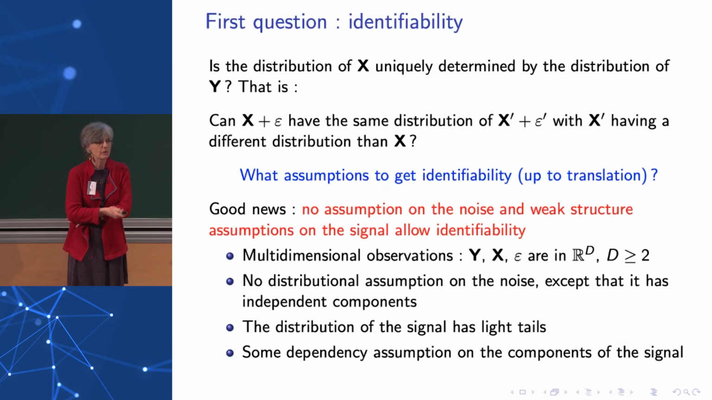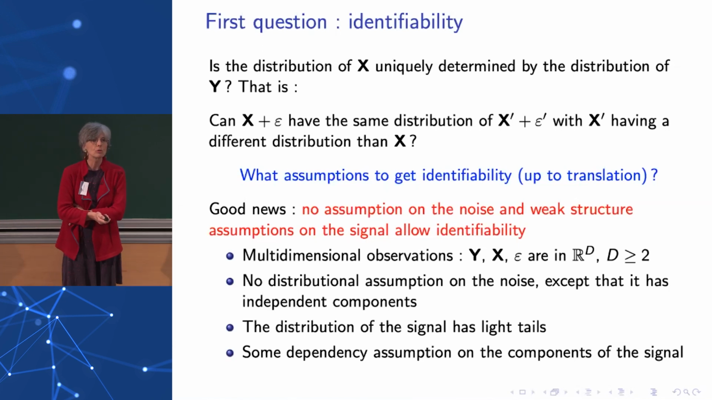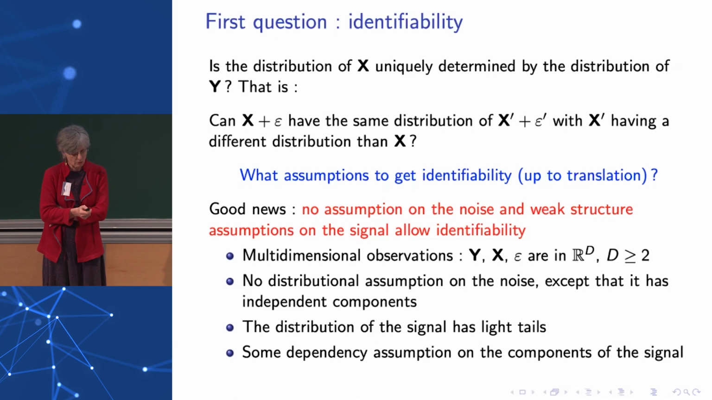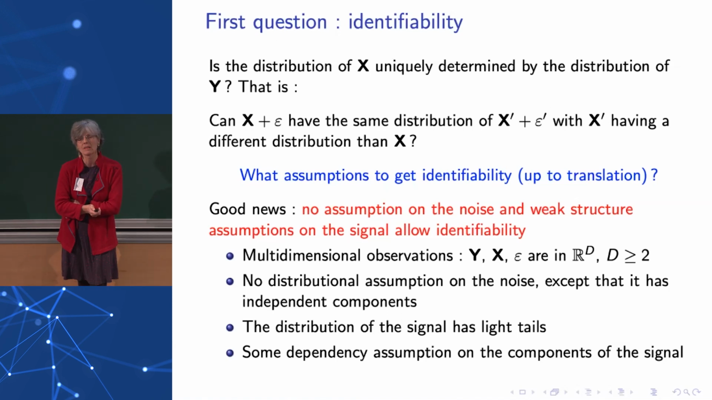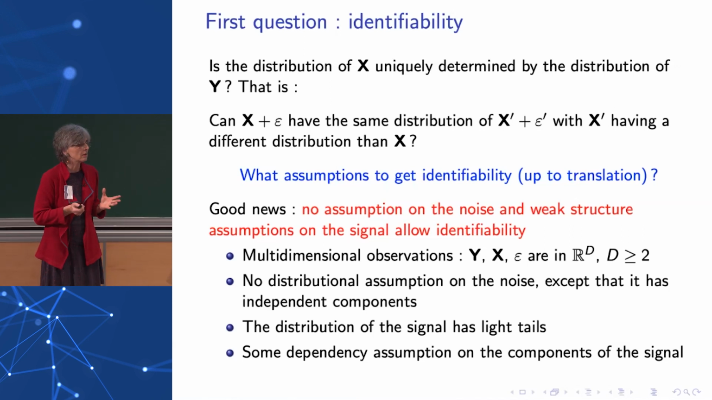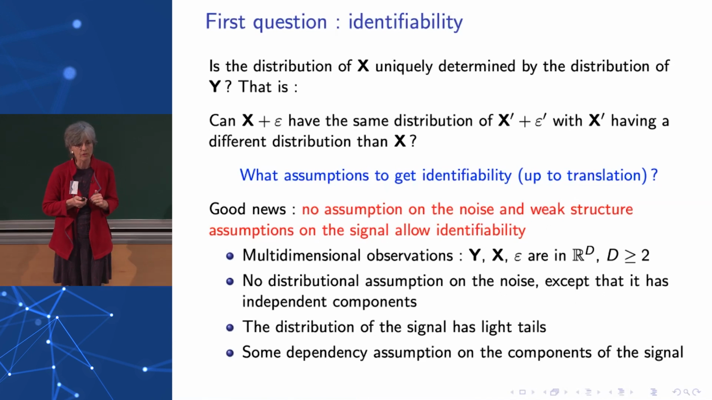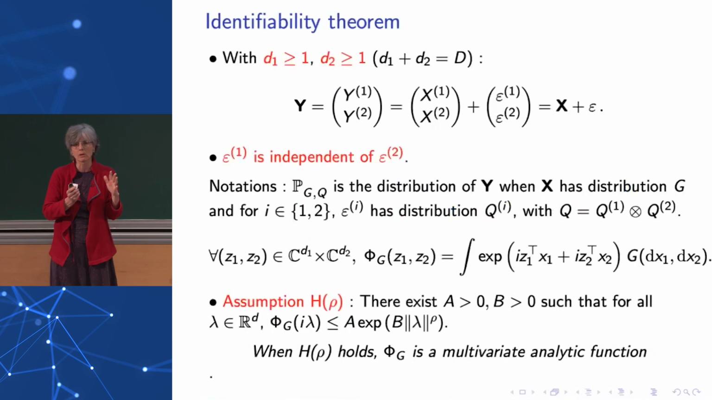So the assumptions are as follows. I will state very precise assumptions just after, but the ideas are that you need at least 2 dimensions. It's possible to do this with no assumptions on the noise, except that you can split the dimensions in 2 components for which the noise has independent components. The signal has light tails, so of course if you are searching for low-dimensional structure, especially compact structures, that's not a problem. And you need some dependency assumption on the components of the signal. So the difference between noise and signal is that one has independent components and the other non-independent. This is the rough idea.